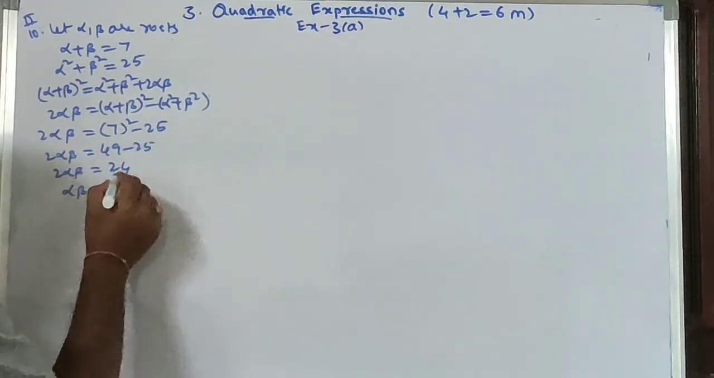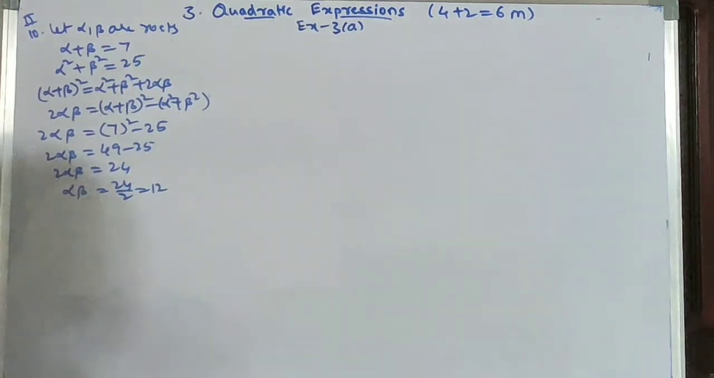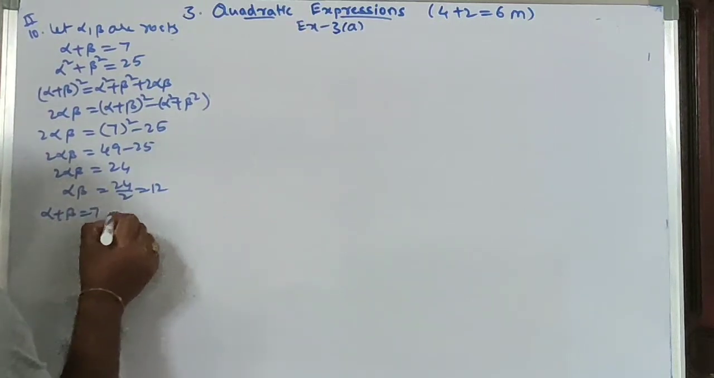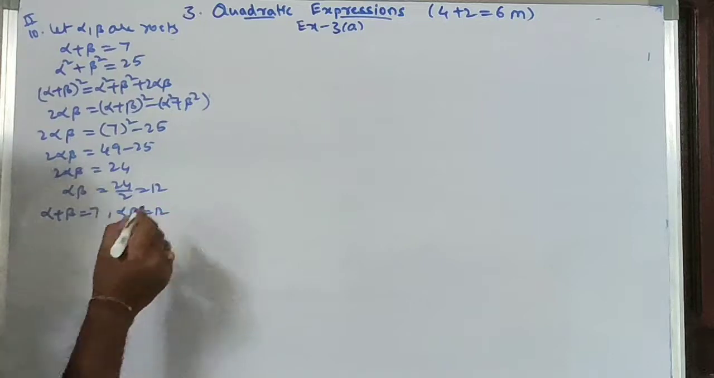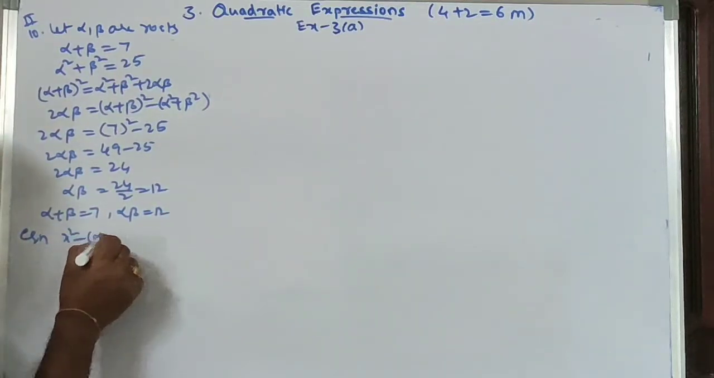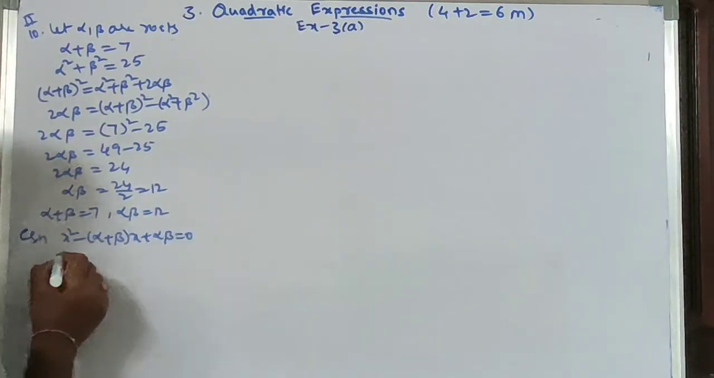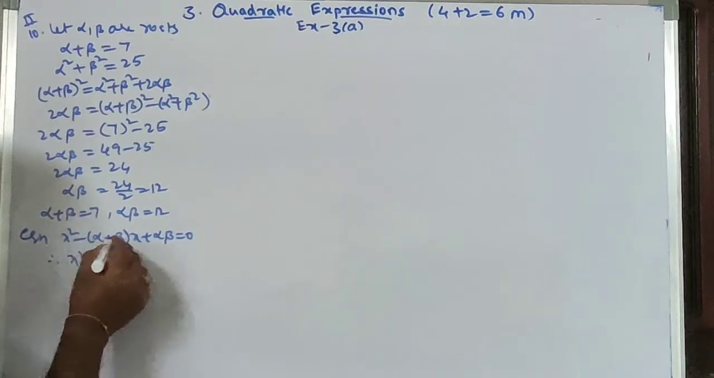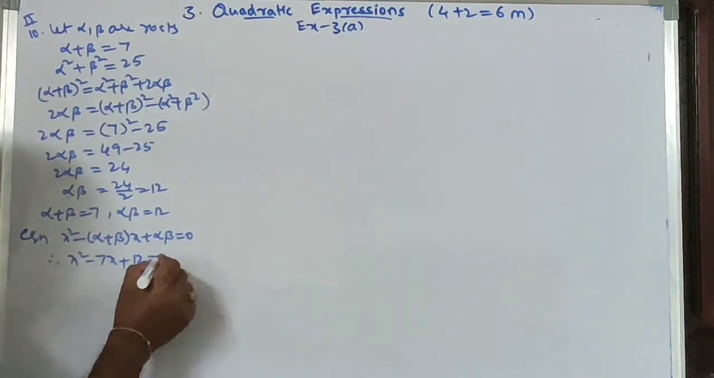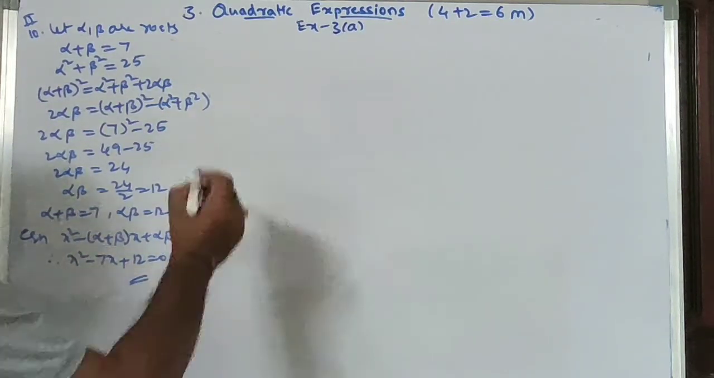Alpha beta equal to how much? 24 by 2 equal to 12. So alpha plus beta equal to 7, alpha beta equal to 12. So the quadratic equation is x square minus (alpha plus beta) x plus alpha beta equal to 0. Therefore x square minus 7x plus 12 equal to 0. This is the required quadratic equation.